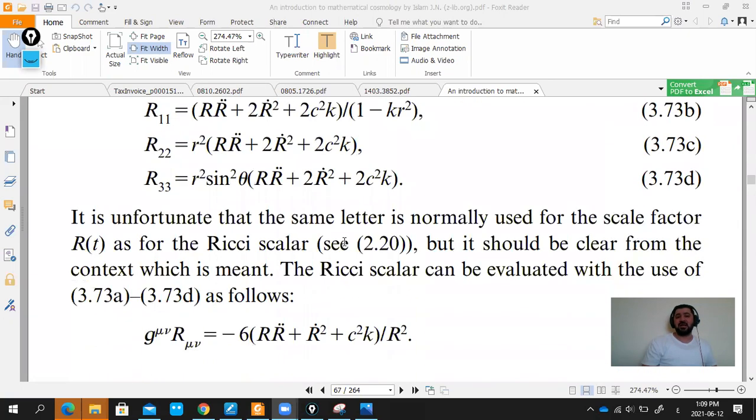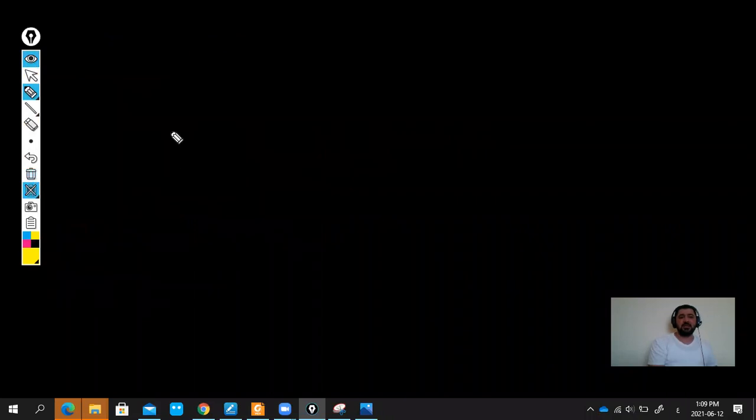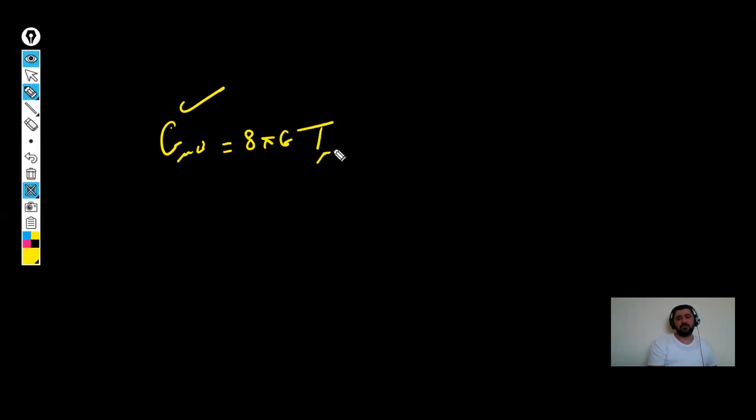Now, what about the right-hand side? Because let's remember that the Einstein equations say that G mu nu, and now this side is known, and here we have 8 pi G T mu nu. So what about this side here? How can we describe this side? And by the way, when I say this side is described, we will see now what the meaning of this is.